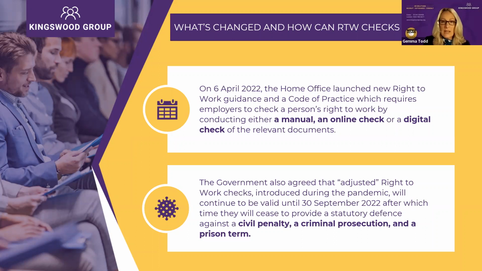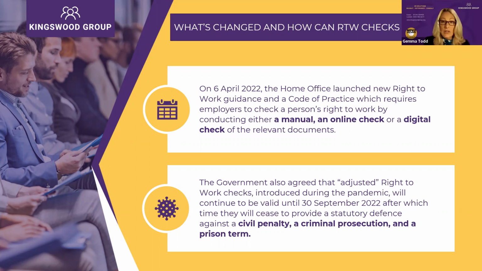There are discussions at government level about retaining the system of adjusted checks to assist with some types of recruitment, for example, recruiting people from overseas. And if we get more evidence of that becoming a concrete reality, then we will keep you posted. So adjusted checks aside, the changes implemented on the 6th of April now give employers 3 primary methods for checking an individual's right to work.